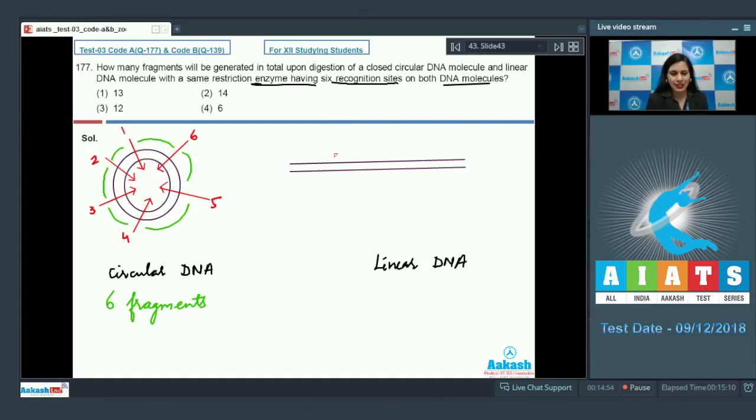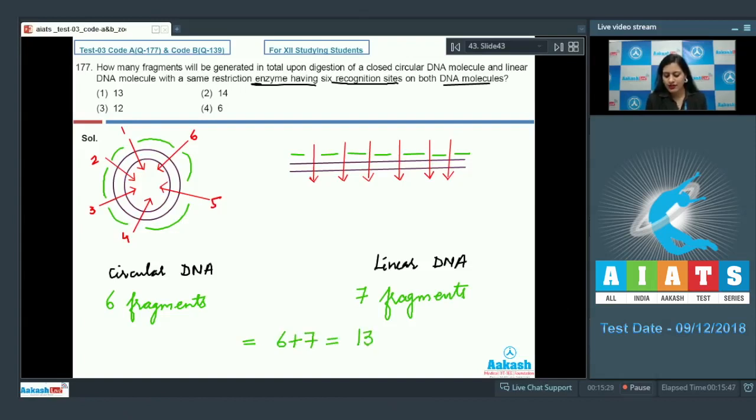Now let's cut the linear DNA. So there would be 1, 2, 3, 4, 5, and 6 cuts. And the DNA molecules formed would be 1, 2, 3, 4, 5, 6, and 7. So how many fragments will be formed on this linear DNA? That would be 7 fragments. So in total, how many fragments? 6 plus 7 equivalent to 13 segments. So the correct answer for this question is option number 1. That is 13 segments. Let's discuss the next question.